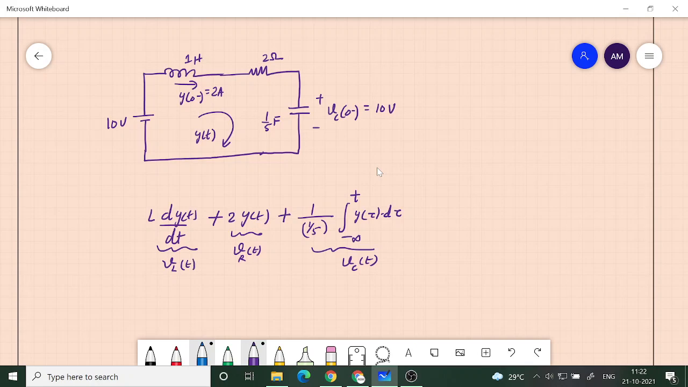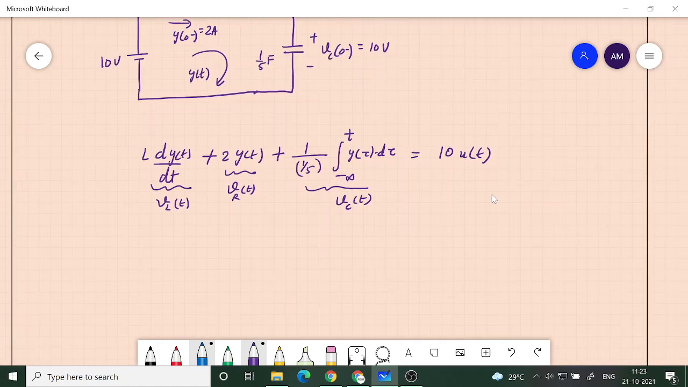So add all of this, I should get how much? 10, and at a time we are looking, so this is t greater than or equal to 0. This is valid only for t greater than 0, so I can write 10 u of t. This is from t greater than 0, so I am putting u of t here.